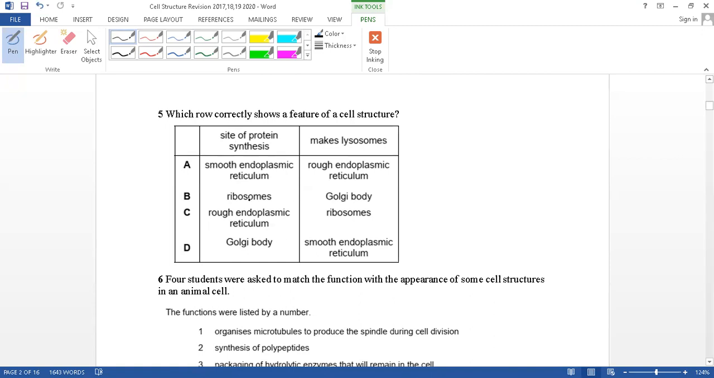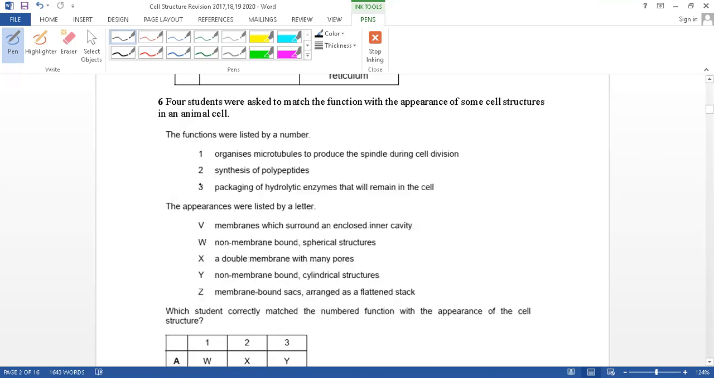Option B, ma'am. Ribosome is the site of protein synthesis, though rough endoplasmic reticulum is also the site of protein synthesis, but ribosomes are on the rough endoplasmic reticulum. So whenever we talk about the site of protein synthesis, the best answer is always ribosomes. Okay, you chose B, excellent, and lysosomes are made by the Golgi.